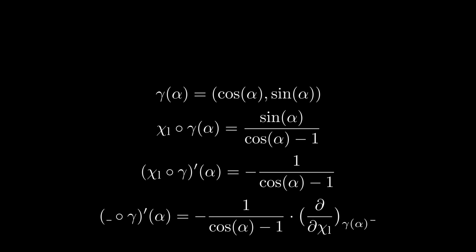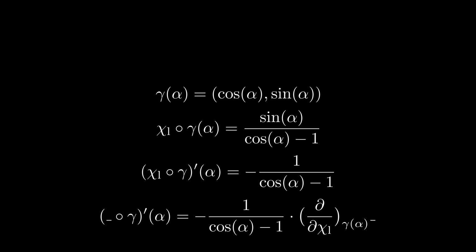Let us try to understand what this means. The -1 over cos alpha minus 1 is just a scalar quantity. It depends on the choice of the curve gamma and chart. What about the term partial over partial chi L? This term just depends on the chart. It is a basis vector.